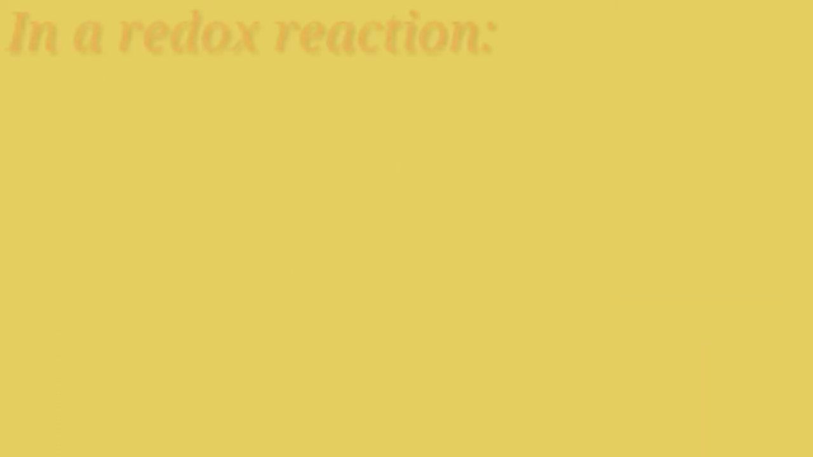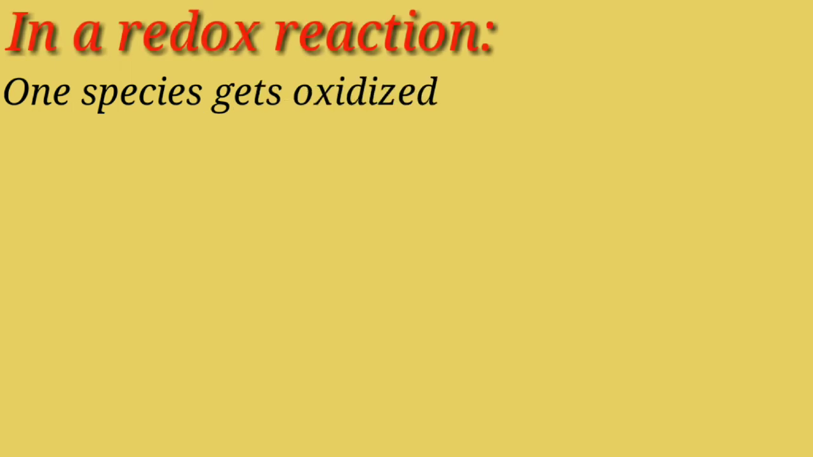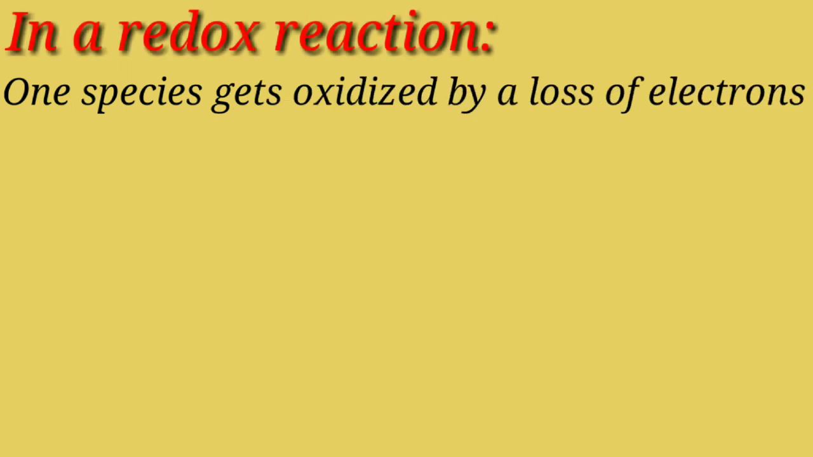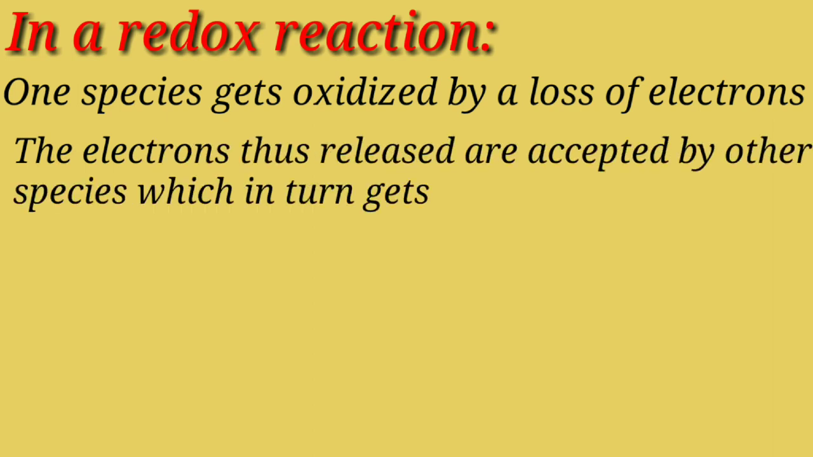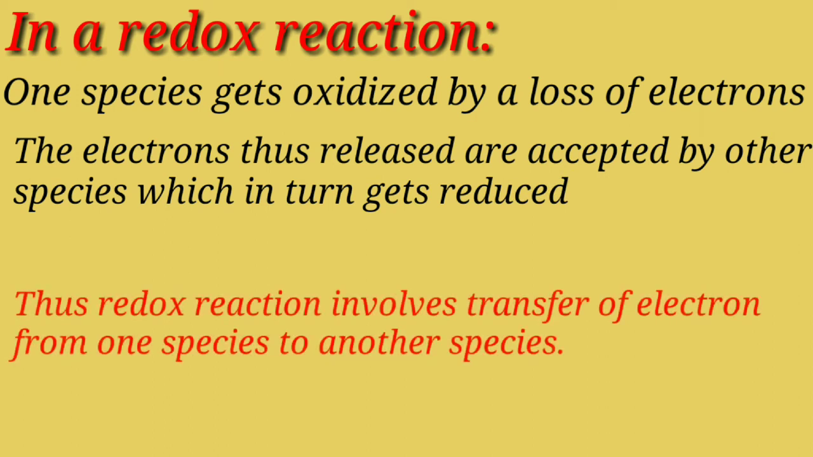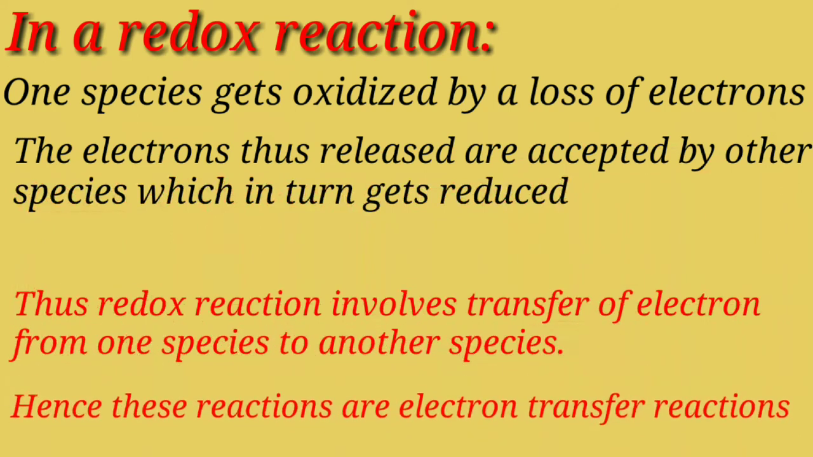Students, we know that in a redox reaction, one species gets oxidized by loss of electrons. The electrons thus released are accepted by other species, which in turn gets reduced. Thus, redox reactions involve transfer of electrons from one species to other species. Hence, these reactions are electron transfer reactions.